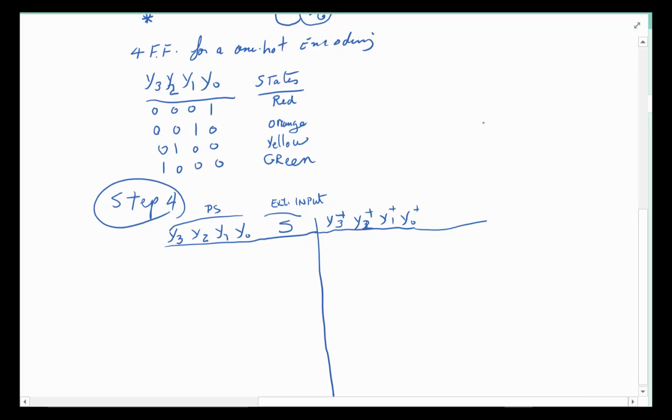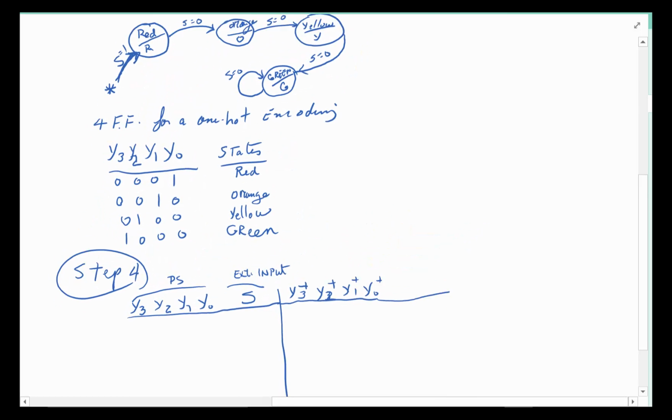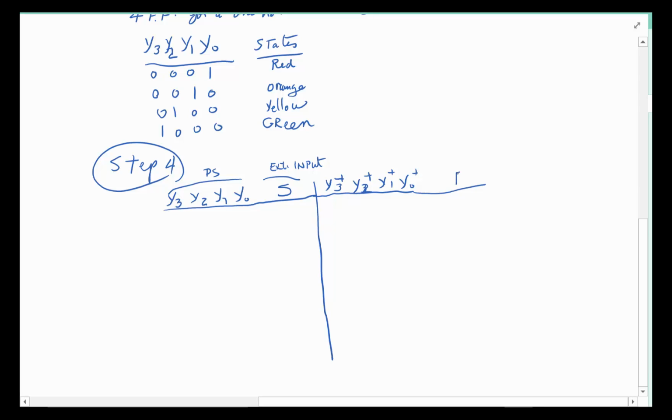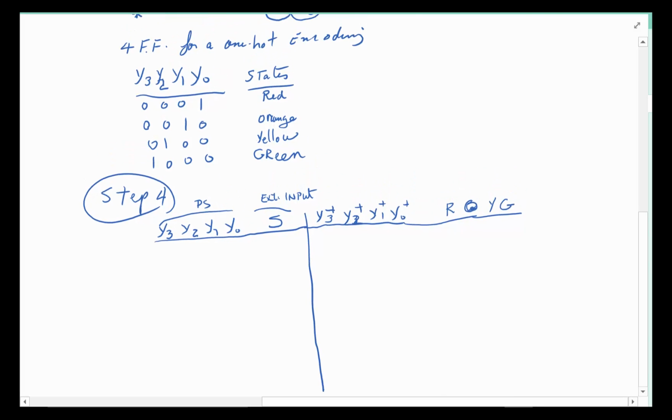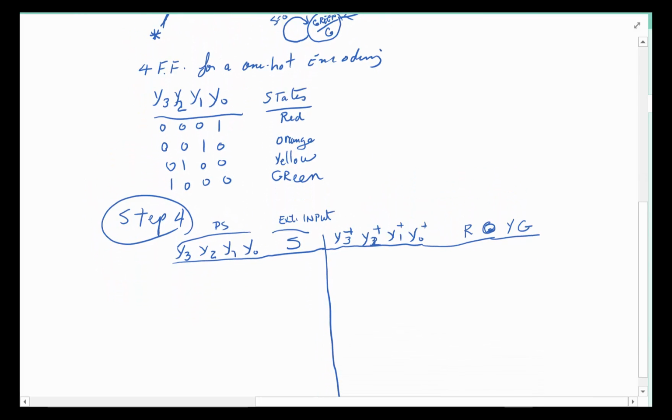The outputs: we basically have 4 outputs. We have red, orange, yellow, and green. Because this is one-hot encoding, the outputs will be really simple, because R is equal to Y0, and so on. I should probably write them in the same order so it's easier to remember. So it's going to be green, yellow, orange, red.